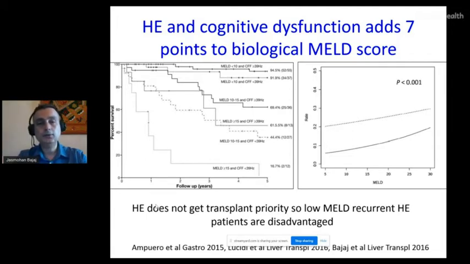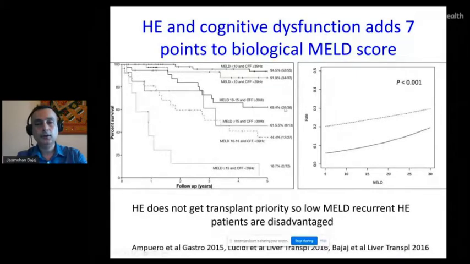Because if you were, say, supposed to add cognitive dysfunction, or here they use the critical flicker frequency, they found that if you add the critical flicker frequency cognitive dysfunction, the survival is similar to 7 extra points to the biological MELD score. But who does the critical flicker frequency? And does your transplanting agency actually take your word for it? And that is not going to happen.